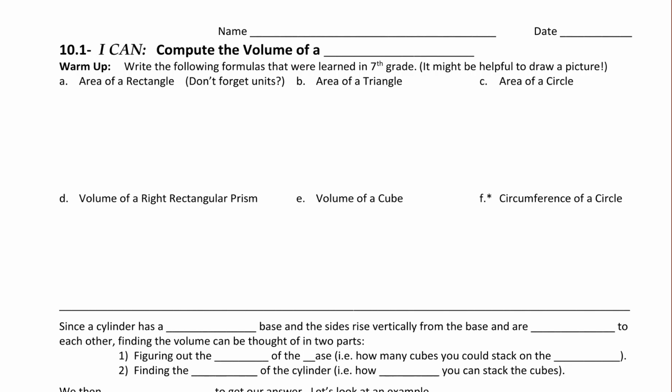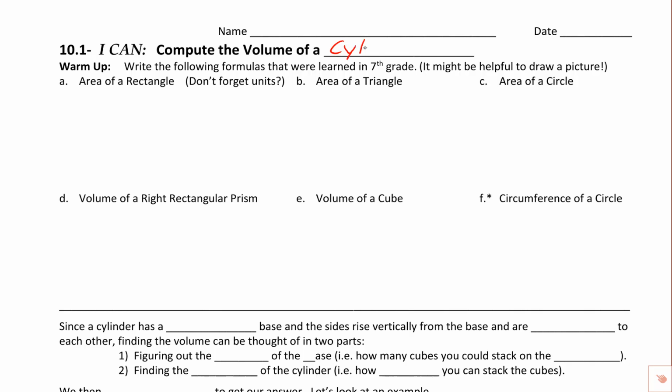Unit 10 is a very short unit. It's on finding volumes, and we're going to start with just a bit of a review of some of the area formulas that you probably know, and then also a few of the volume formulas that you're probably familiar with from other math classes. So the I can statement for 10.1 is I can compute the volume of a cylinder.